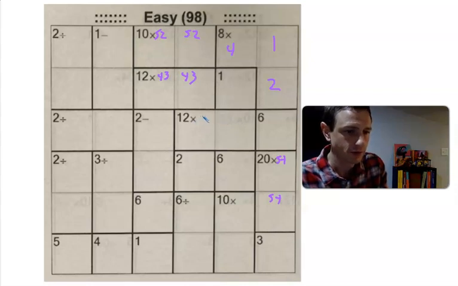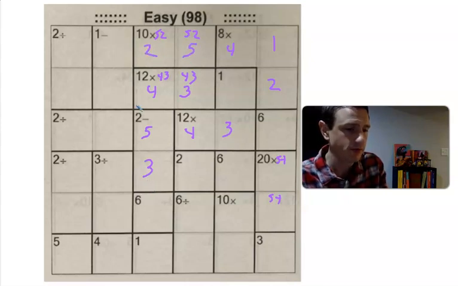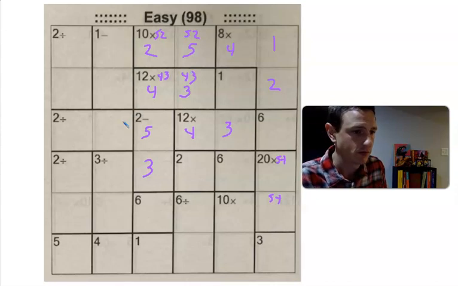This has to be 4 and 3 also, which of 4 can I go here? So this has to be 4, 3, 3, 4. 5 can't go here, so 5 and 3. 2, 5. All right, nice start there.